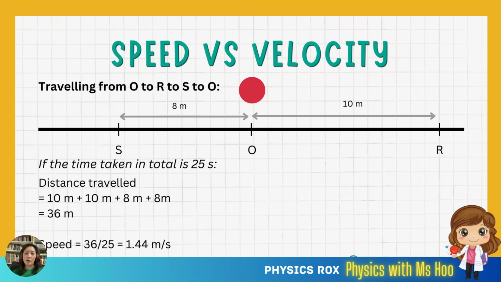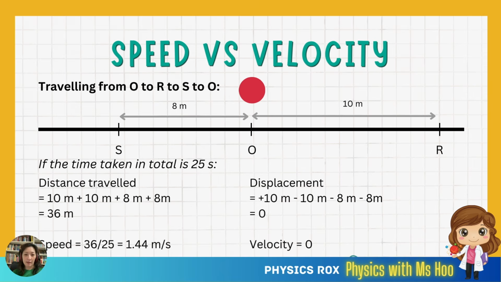For velocity, we're going to take the value of displacement, but we know that the displacement is 0, so it doesn't matter what the total time is. If the displacement is 0, therefore, the velocity is also 0. It's as if the object never moved, even though it did. But that's a thing when it comes to vector quantities.